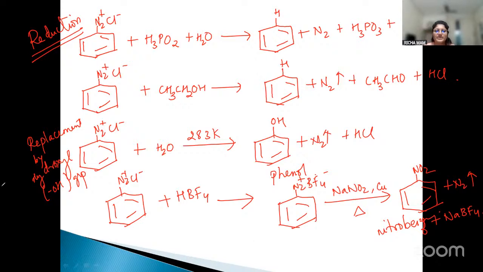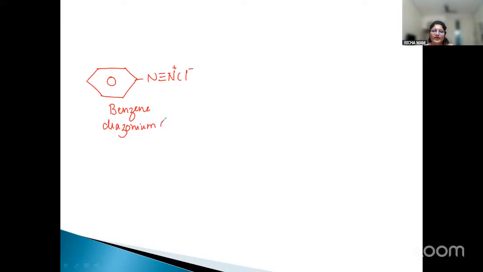Next we are going to see the coupling reactions, where we are retaining the diazo group. The first example: we take N2+ Cl-. This is our benzene diazonium chloride. I have taken it in reverse manner.